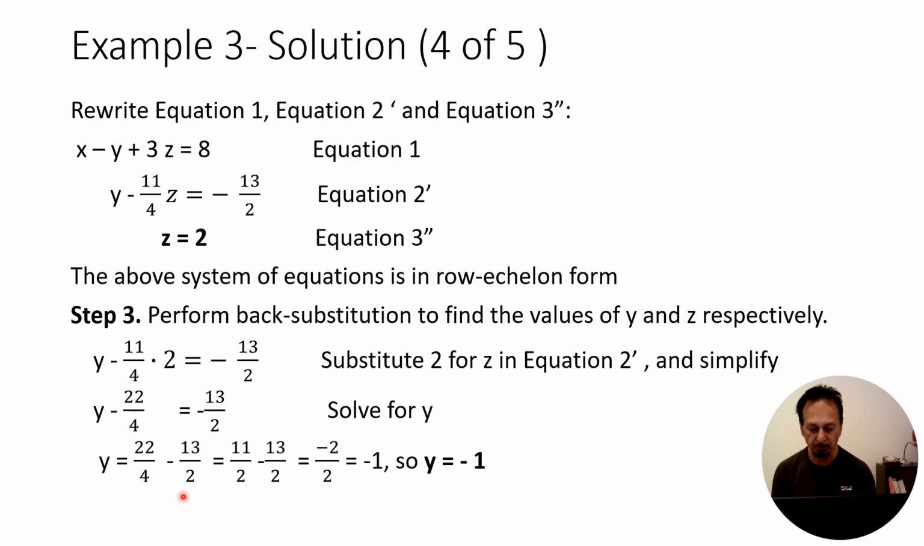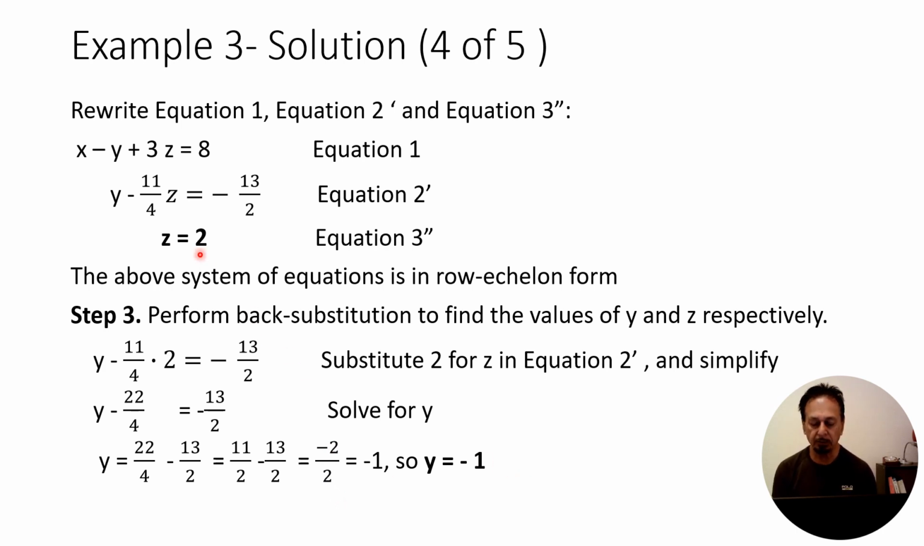So in order to subtract, we can simplify 22 over 4 becomes 11 over 2, and you have minus 13 over 2. Now same denominator, so we can subtract 11 minus 13 is negative 2 over 2, which cancels to negative 1. So y is now negative 1.